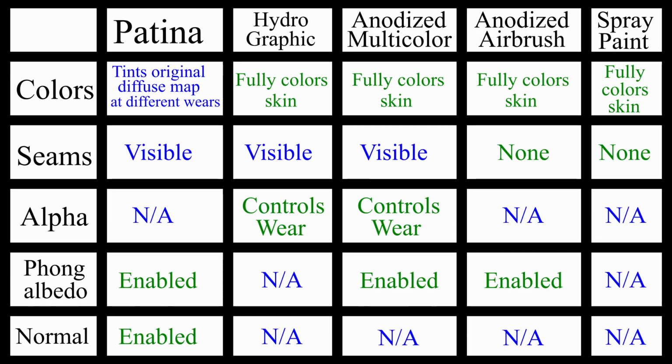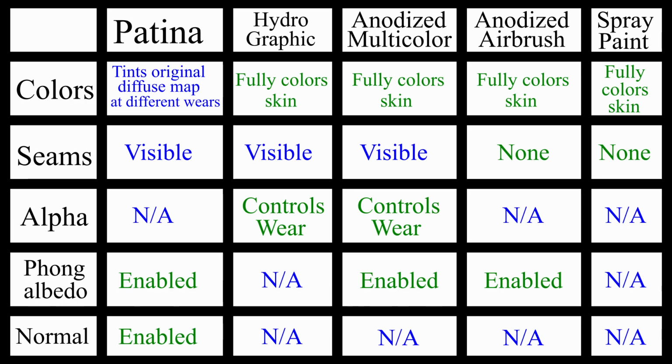When you create a pattern skin, you will most probably choose a skin type that is not custom paint job or gunsmith. Therefore, I'll be discussing the rest of the types in this video. I've made a table showing the difference between the skin types. As I mentioned earlier, the patina, hydrographic, and anodized multicolored types work with the UV sheet of the weapons. This means that when applying a pattern with these types, you will get very visible seams, which means that you will find a hard cut between different parts of the weapon. And this will happen even if you use a seamless pattern. While with the spray paint and anodized airbrush, this won't happen with a seamless pattern.